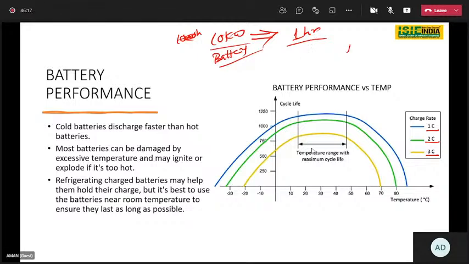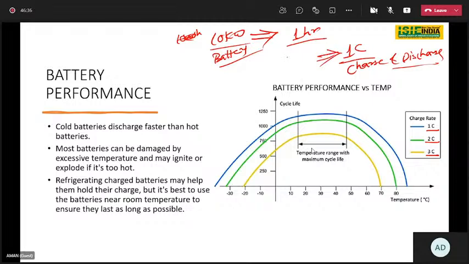so I'll be working on 1C. This is a 1C rating. Okay. C rating is also responsible for the charge and discharge. If I want to charge this battery in 1 hour, I'll require a 1C charger.